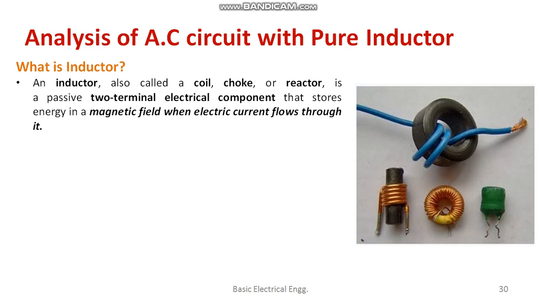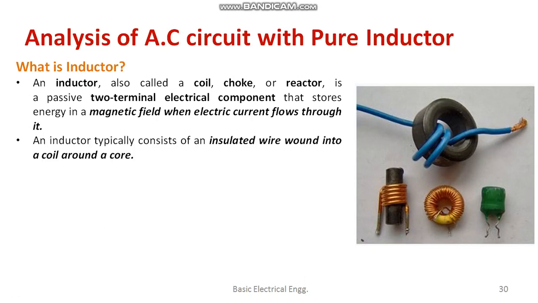Let us understand what an inductor is and how it works. An inductor is also called a coil, a choke, or a reactor, which is a passive two-terminal electrical component that stores energy in a magnetic field when current flows through it. An inductor typically comprises insulated wire wound into a coil around a core, as shown in the diagram.